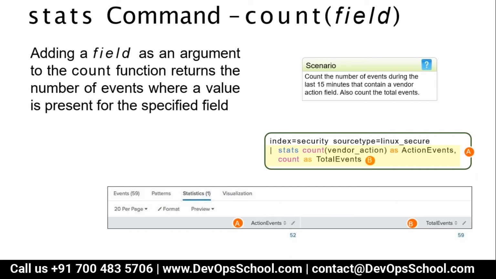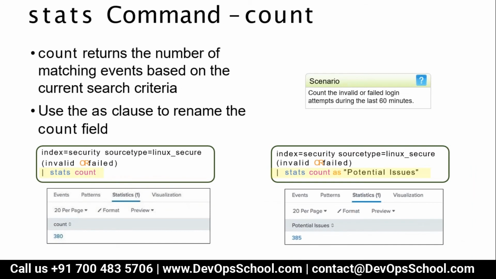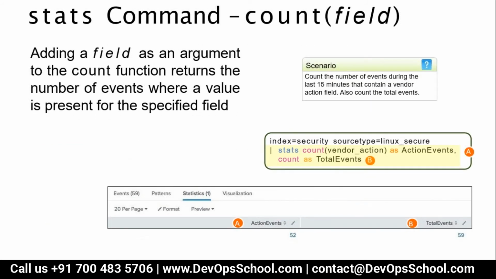Understand that? See, if the value is not present for the specified field, it would still be displayed and added as part of the count. But here you want a particular value to exist for the specified field, and then only you display those entries.